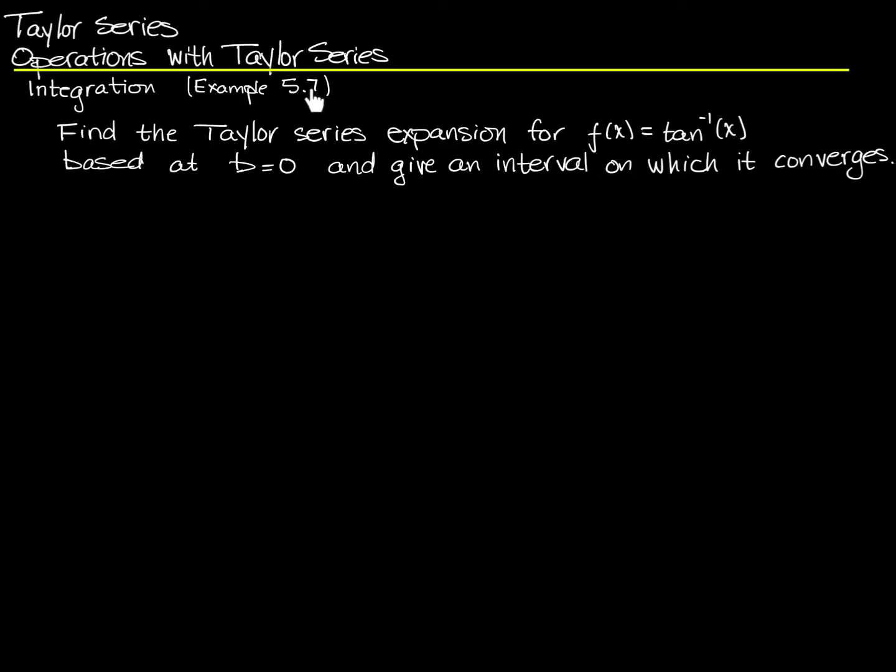So here we are. This is example 5.7. We're going to be finding a Taylor series expansion for this function, arctangent, tangent inverse. It's based at b equals 0, which makes it a Maclaurin series. And we're going to find an interval on which it converges. We're going to find a radius or an interval of convergence. We'll start by taking the derivative of arctangent.